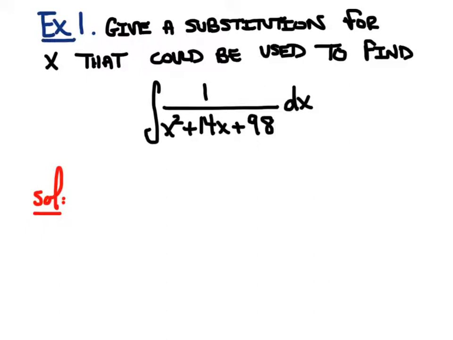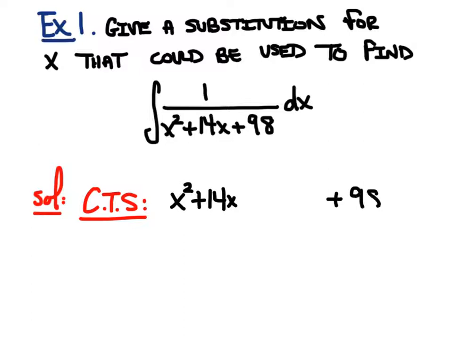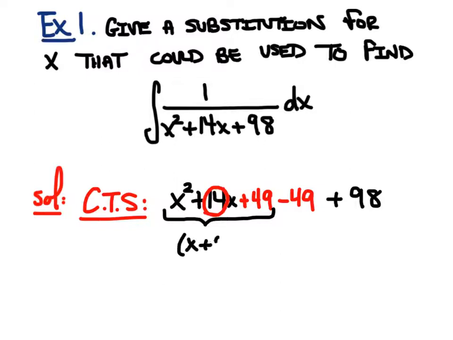I'm going to abbreviate that CTS. Let's complete the square for the quadratic, x squared plus 14x plus 98. We know the general procedure is that you take the b here, so we take 14, divide that by 2 and square it. So you end up with 49, and that's what you're going to add and subtract. In doing so, your first trinomial is going to be something that's pretty easily factorable. So you end up with x plus 7 squared, and if you FOIL that out, you'll see that you end up with x squared plus 14x plus 49.